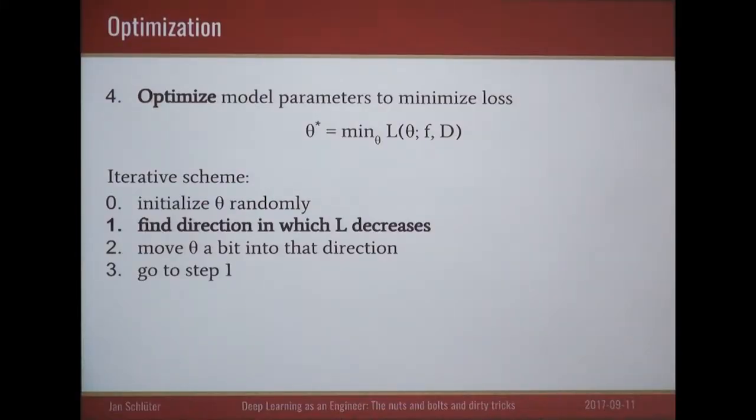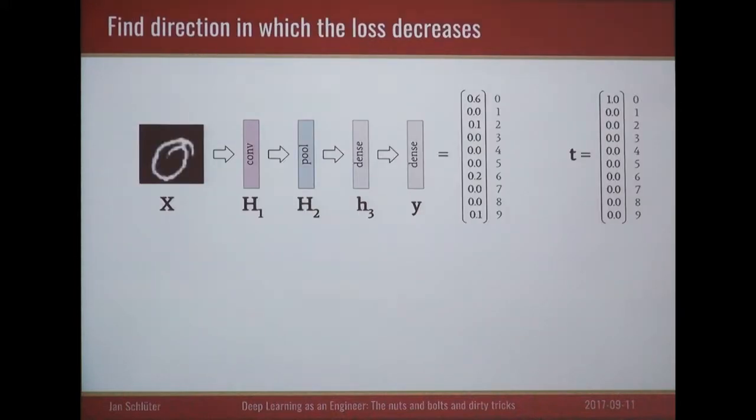Now, how do we find the direction in which the loss decreases for a deep model, for a neural network? So now I'm going to explain backpropagation in a very mechanical and engineering way. Let's see how this turns out.